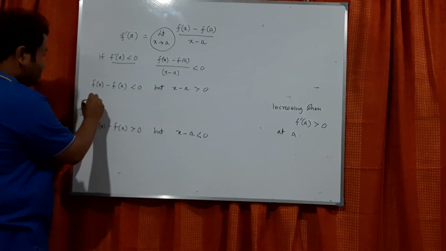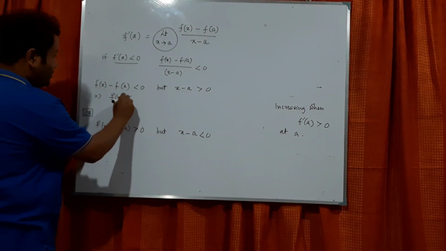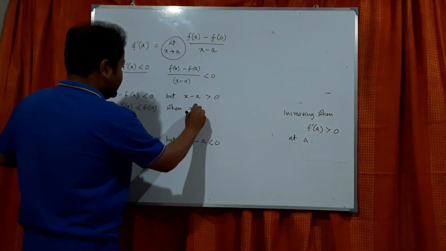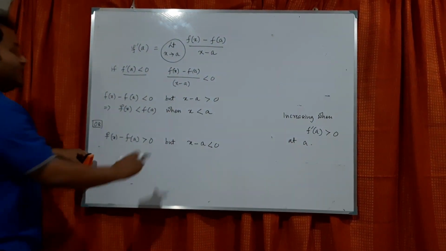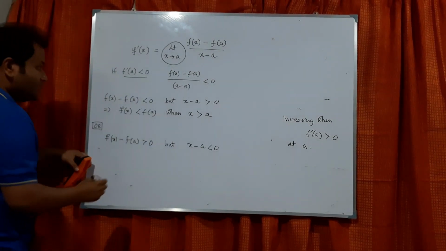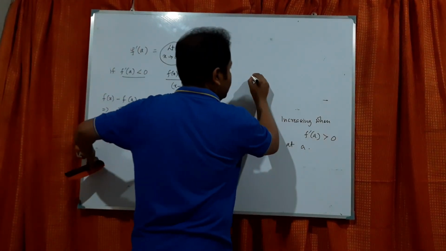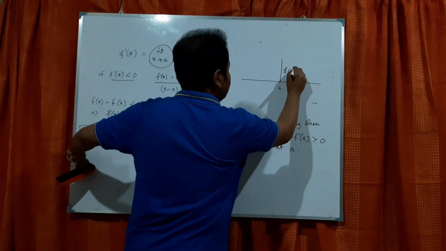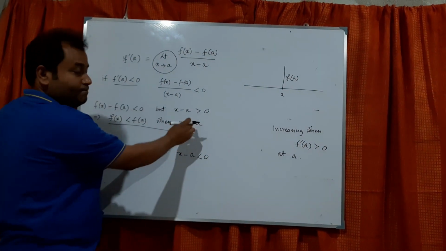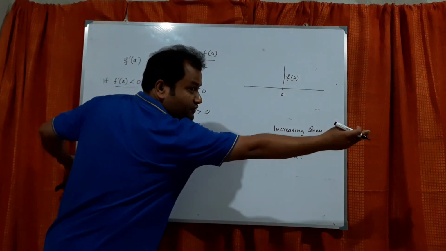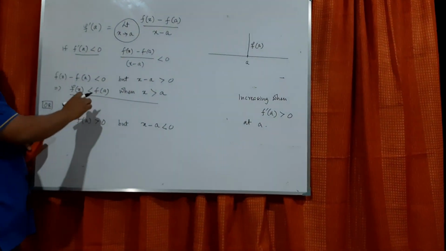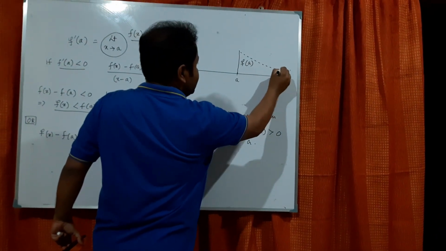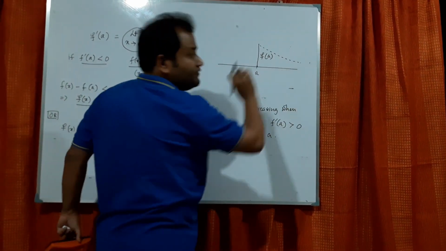So what does that mean? That means f(x) will be less than f of a when x is greater than a. Now again, if I draw it, this is the point a, this is say f of a. When x is greater than a, that is, when x is on the right-hand side of a, then f(x) will be less than f of a. So when you cross a, then the f(x) value will be less than f of a. So f of a will be more than all f(x).